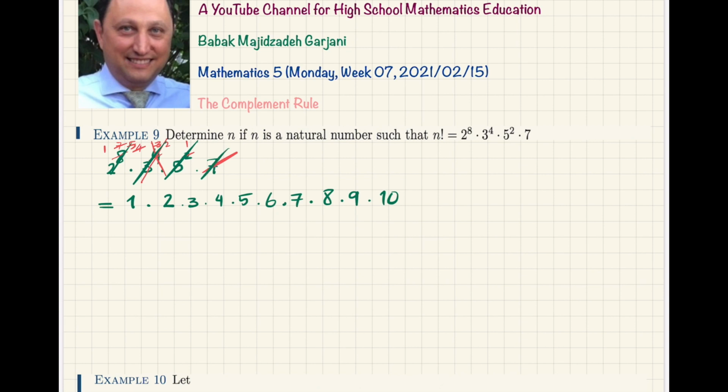So it means that, on the other hand, if I ask you what is this product, you can immediately answer this is 10 factorial. So when you say n factorial is 10 factorial, I can conclude that n, my natural number n, is actually 10. Yeah, I think that is also one way to look at this problem.